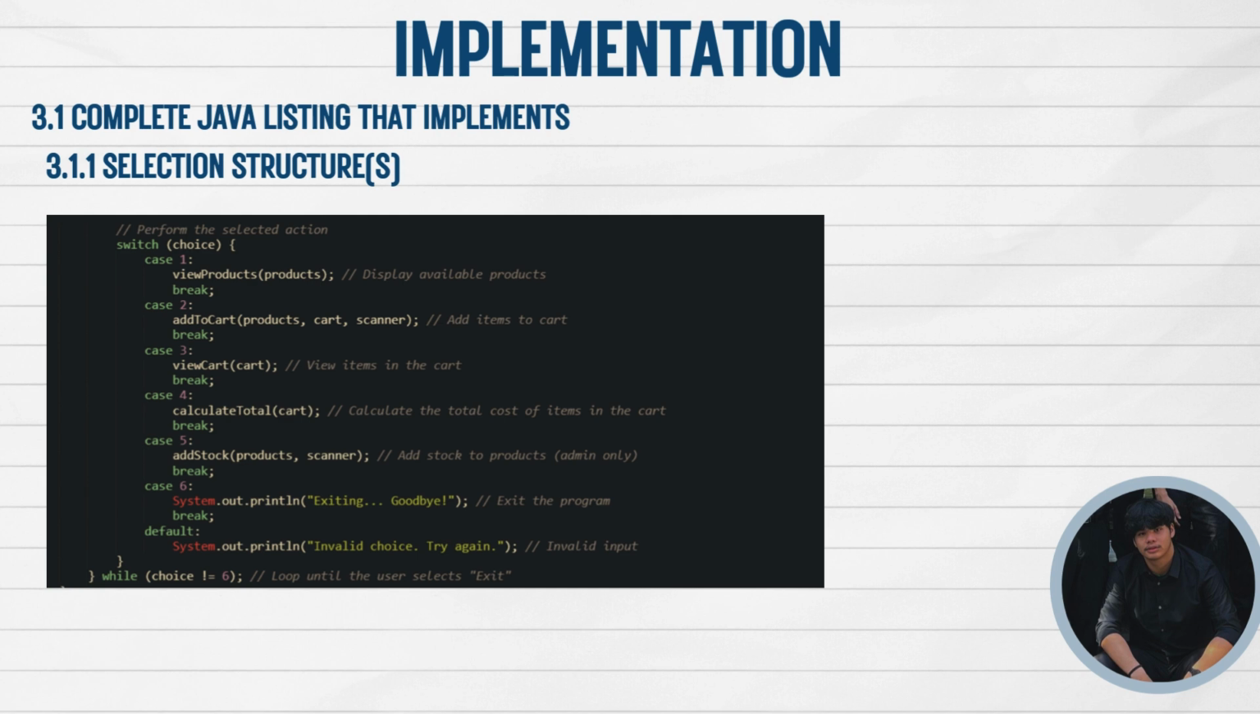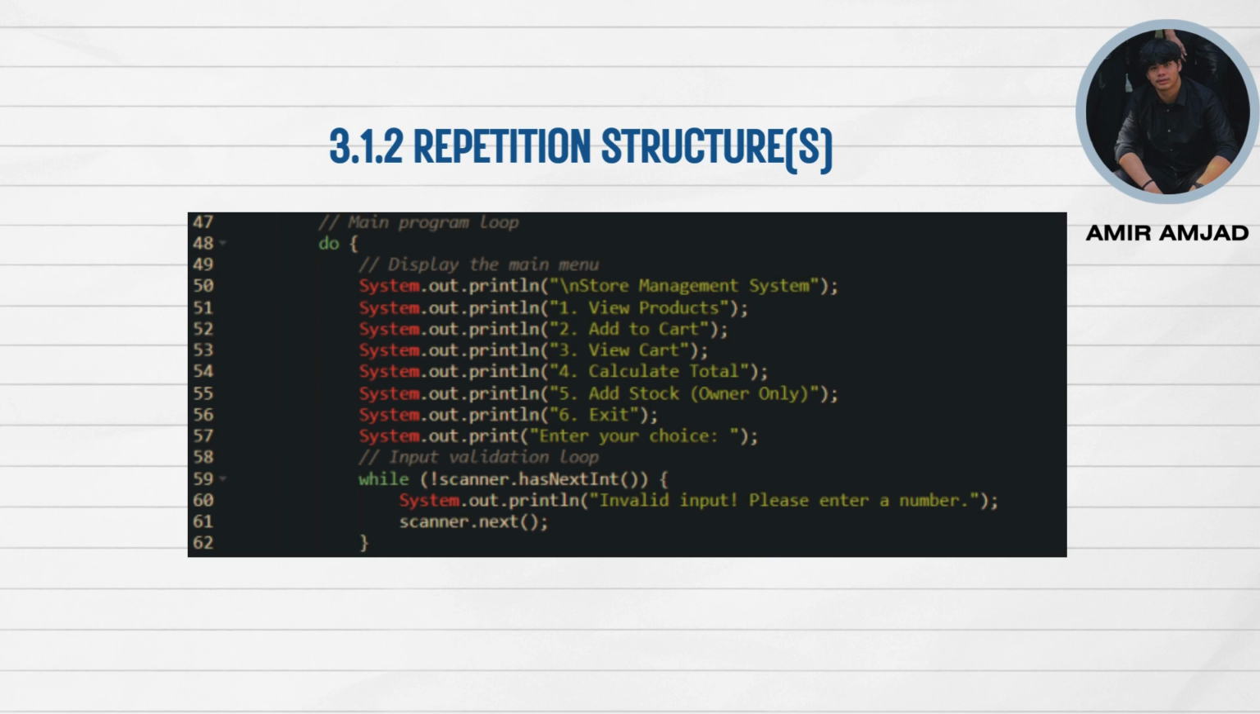Okay, so moving on to the implementation. So, this is the selection structure. This slide explains the Java implementation of the selection structure using a switch statement. The code allows users to perform different actions based on their input. For case 1, this code uses a do-while loop to create a menu for the store management system. It displays options like viewing products, adding to the cart, or exiting. Users are prompted to enter a choice. If the input is invalid, not a number, the program asks the user to try again, ensuring proper input validation.